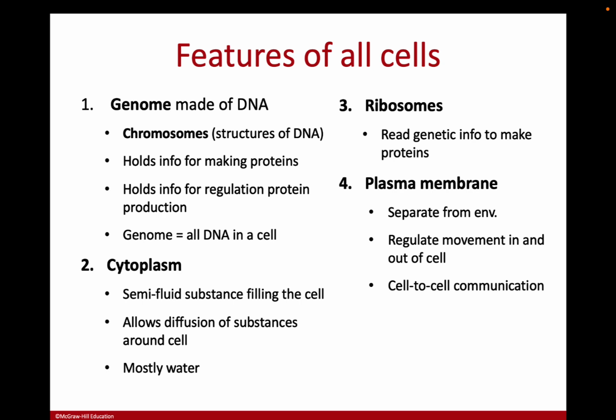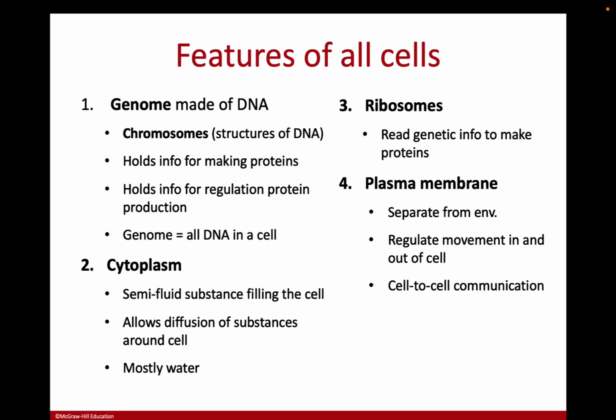Cells are filled with a sort of gooey substance, semi-fluid, called cytoplasm. Cytoplasm is mostly water, which allows substances to diffuse or move around the cell in the cytoplasm. The cytoplasm also just holds all the contents of a cell, all the other parts. All cells have ribosomes. So these are structures that actually make the proteins. So they're the ones that are going to read the information in order to build the protein.